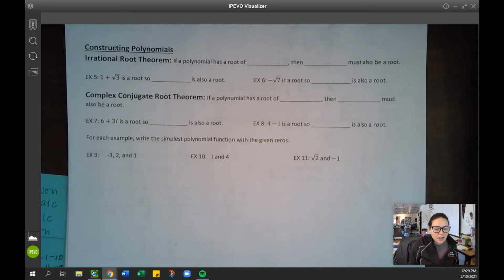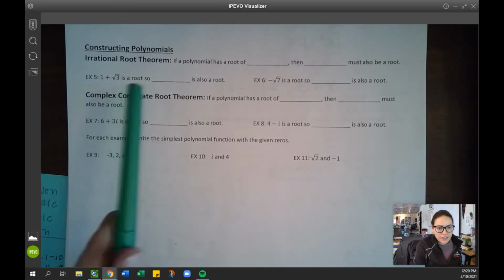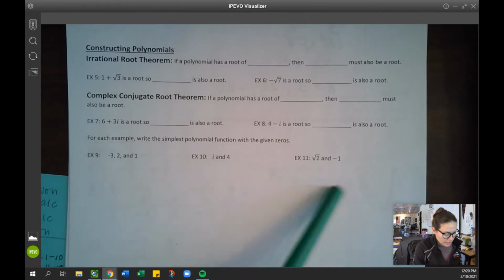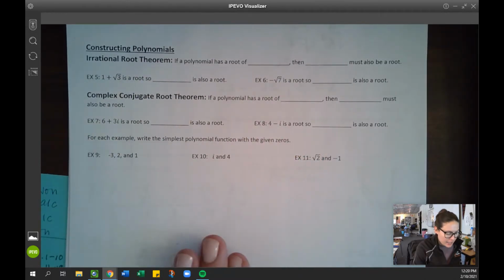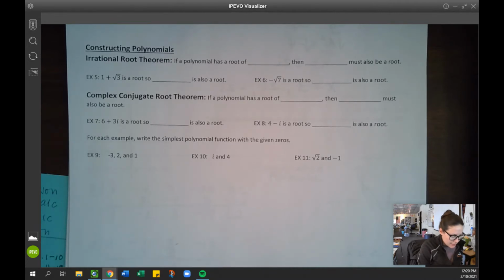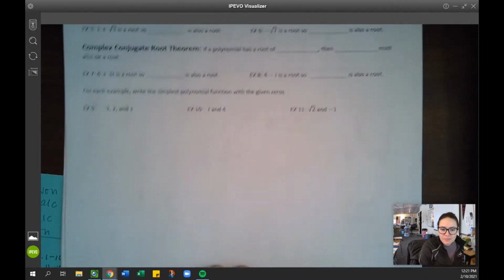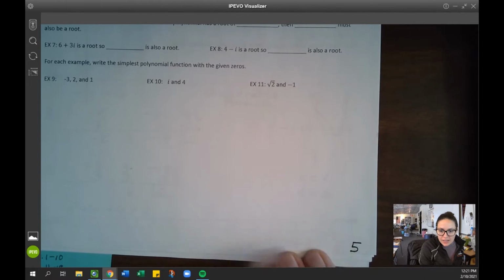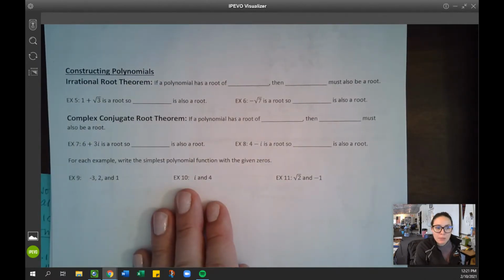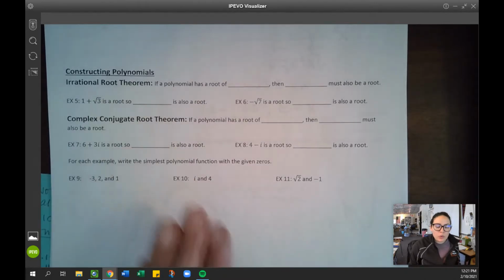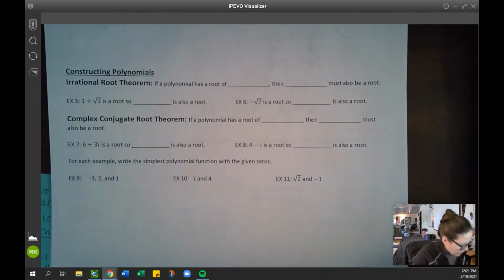Hello, hello. We are going to quickly finish up lesson 6.6 that we did not get to in class. So in the packet that I gave you guys on Tuesday, I'm on page 5, and it looks like this: constructing polynomials.